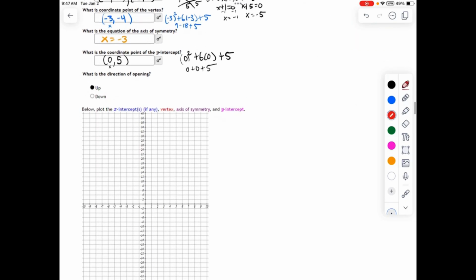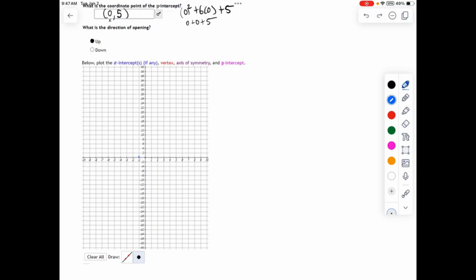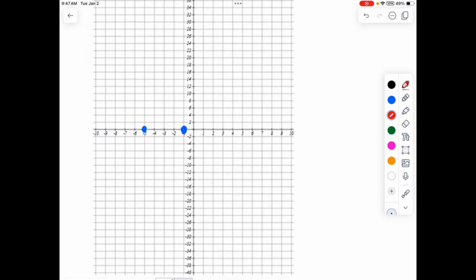Last but not least, it asks us to plot the x-intercepts, if any, the vertex, the axis of symmetry, and the y-intercept. So we have 2 x-intercepts: -1, comma 0, and -5, comma 0. Coordinate point of the vertex, -3, comma -4. So -3, -4, right there. Now be careful, these are scaling in terms of 2. So it's not 4 down on the lines, and it's not 4 tick marks. Keep an eye on what your scale is. So there's your vertex.